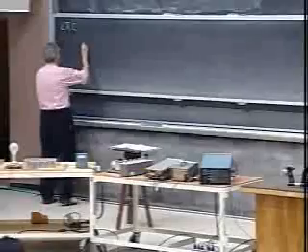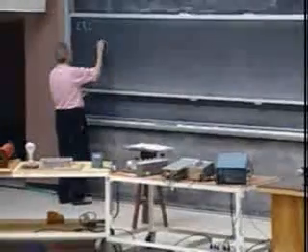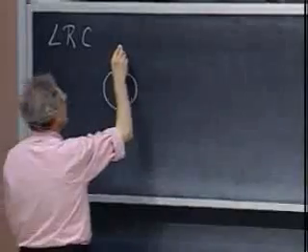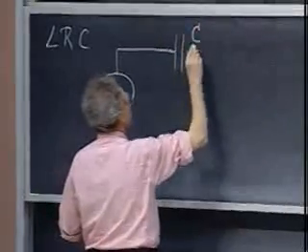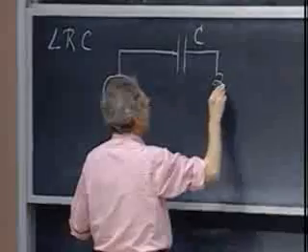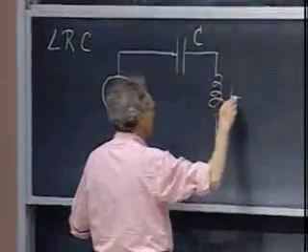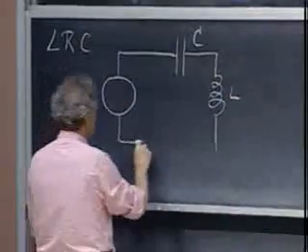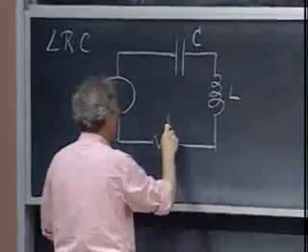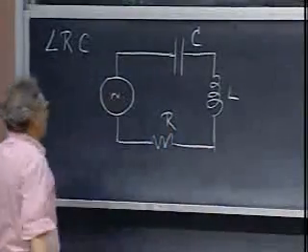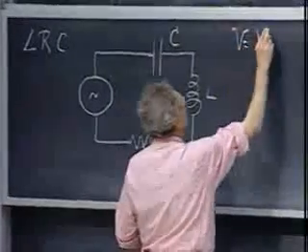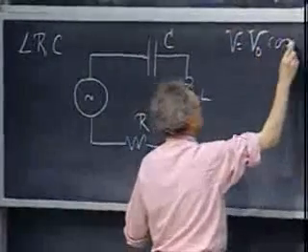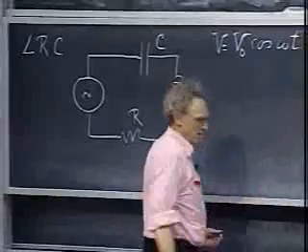I have here a driving power supply, alternating, and here I have a capacitor, a self-inductor L, and resistance R. This is AC, and let the driving voltage be V0 cosine omega t.